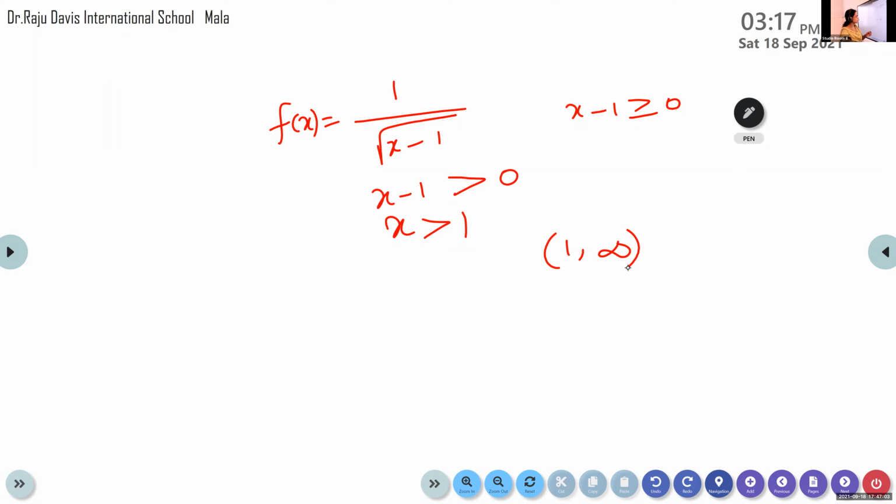These questions which we are discussing are all previous year's board exam questions. Finding the domain and range.